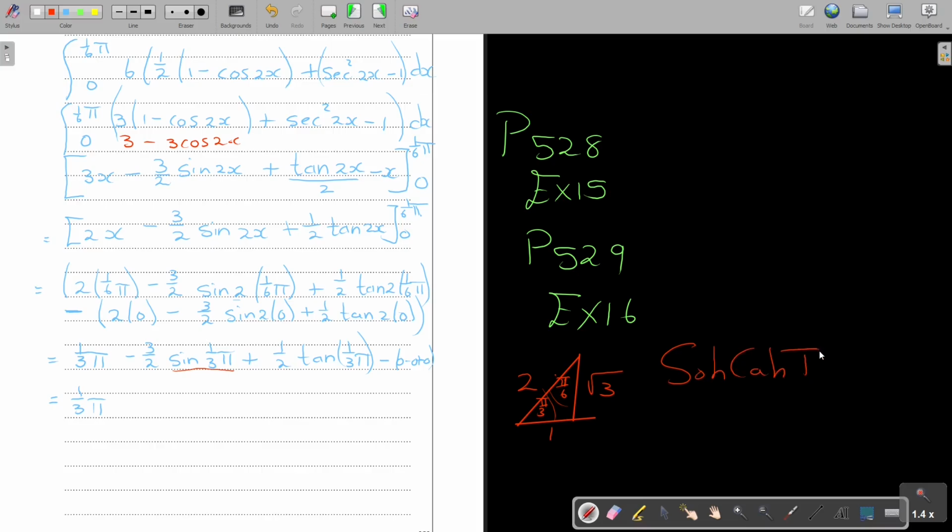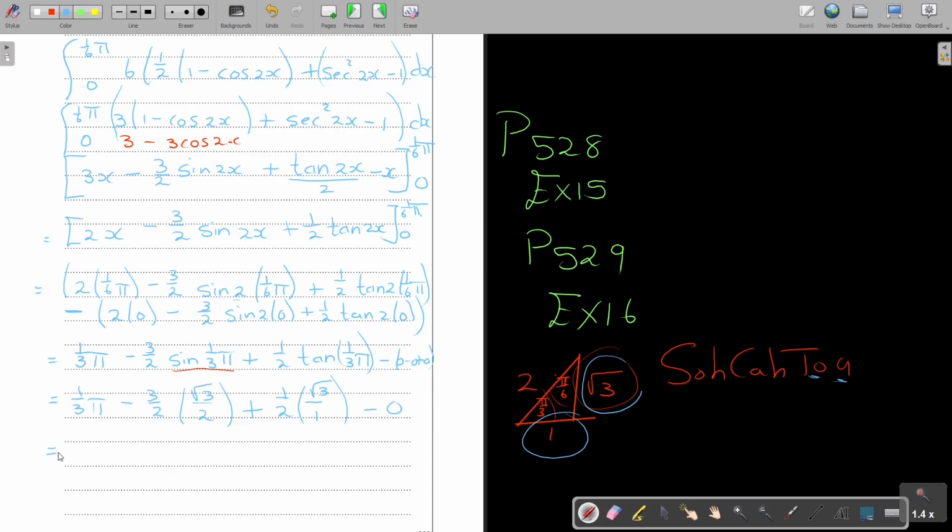So remember that sin is opposite over hypotenuse. So minus 3 over 2. So it's going to be square root 3 over 2 plus a half. Now tan, what is tan? It's opposite over adjacent. So it's going to be square root 3 over 1. And then it's that minus 0. I can now throw it away in the next step.